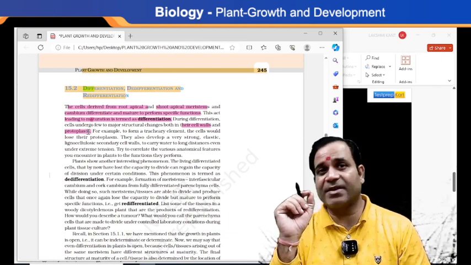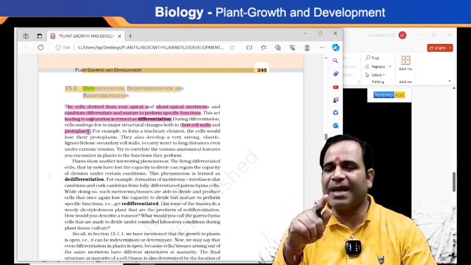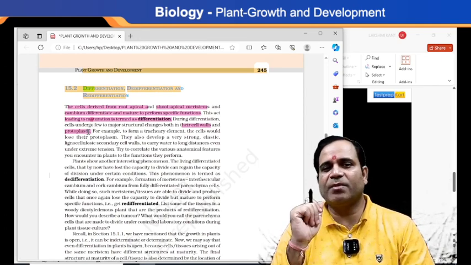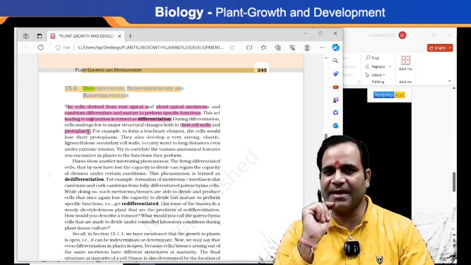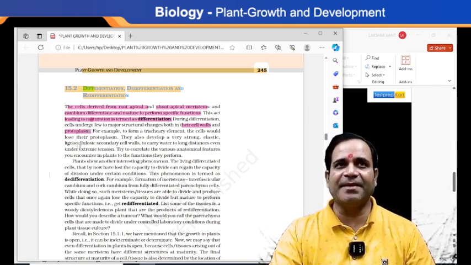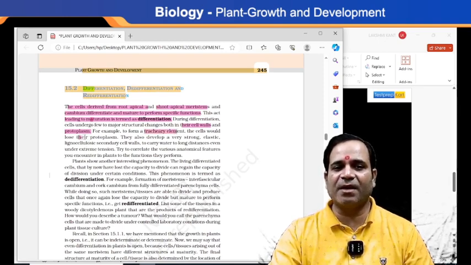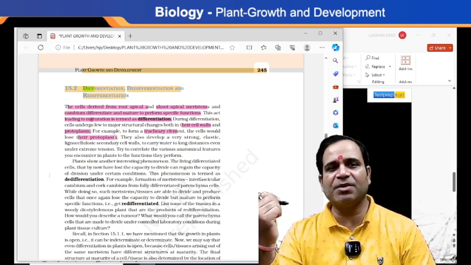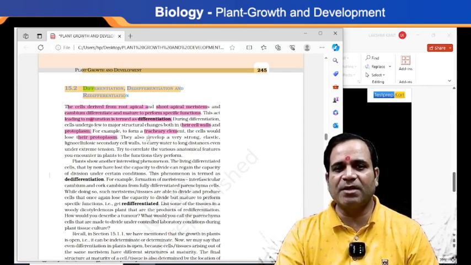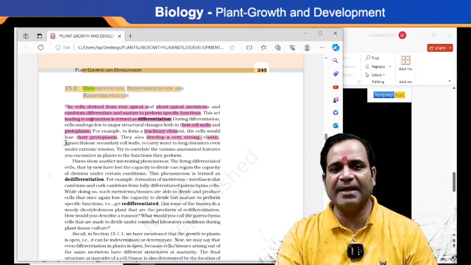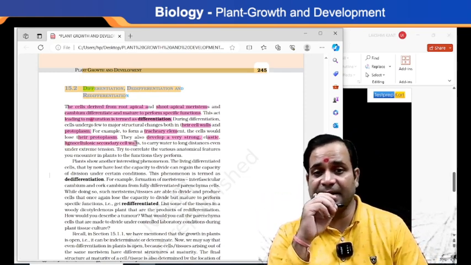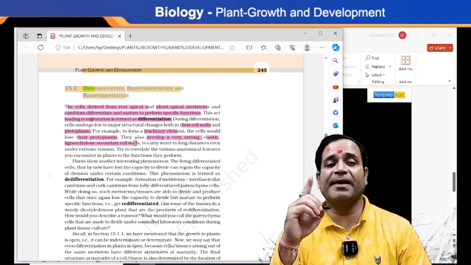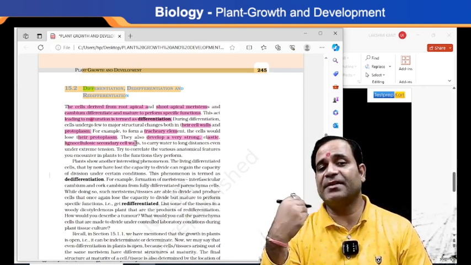Take one example. In the tissue chapter, that is histology, in plant tissue, my dear, there are tracheary elements. These tracheary elements, which are responsible for the transport in plants, lose their protoplasm. So once the tracheary elements divide, they lose their capability to divide, my dear. Yes or no? Yes. They also develop a very strong, elastic, lignocellulosic secondary cell wall.